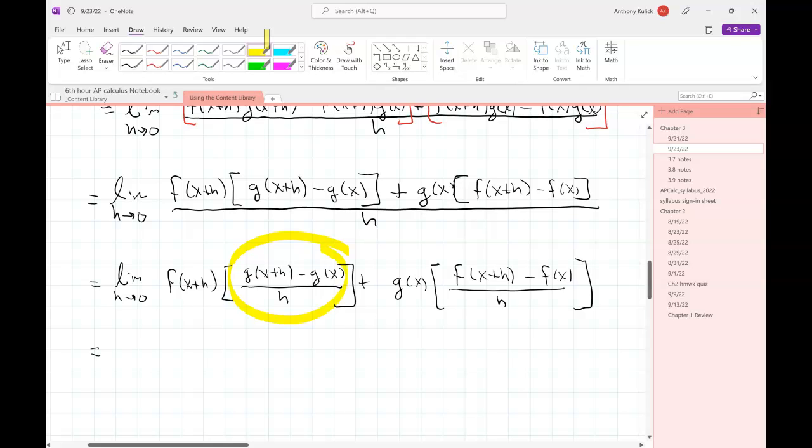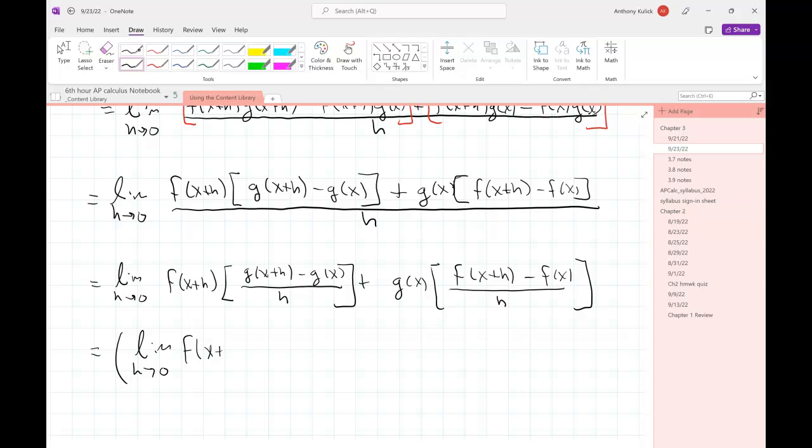That's the derivative of g. The only thing it's missing is the limit. Oh, I see. And that's the derivative of f. The only thing I'm missing is the limit. So what am I going to do? I'm just going to use my limit laws, right? So my limit can distribute to each piece of the factor, and then each term of the expression.